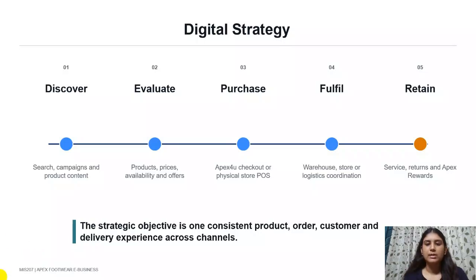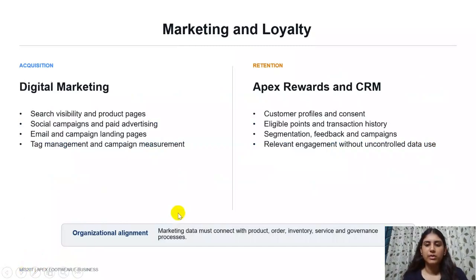The next issue is customer acquisition and retention. For acquisition, Apex can use search visibility, product pages, social campaigns, paid advertisement, email campaigns, and landing pages. These activities can generate measurable information about consumer behavior. For retention, Apex Rewards and CRM-related capabilities become important. Customer profile, consent, transaction history, points, and segmentation can support more relevant engagement.